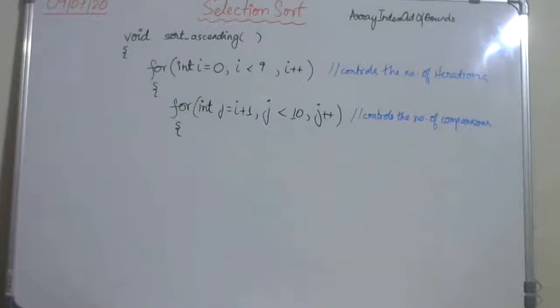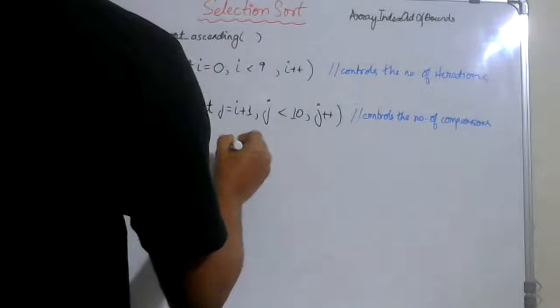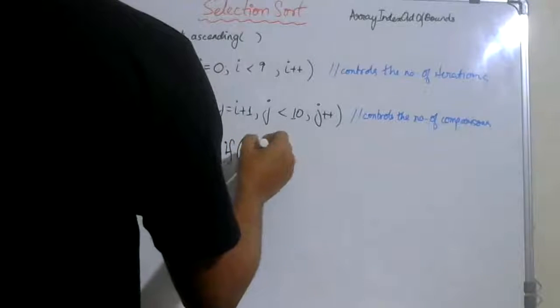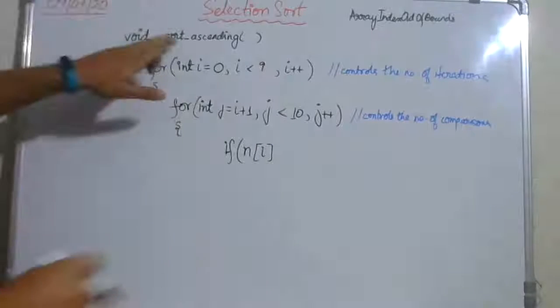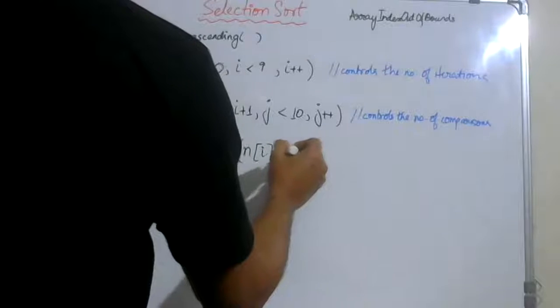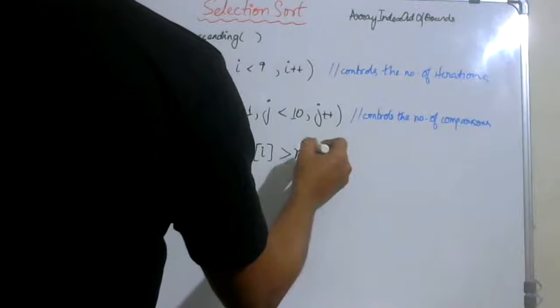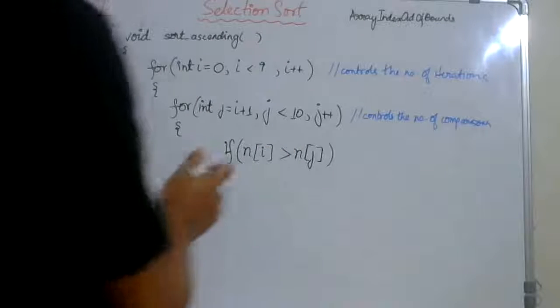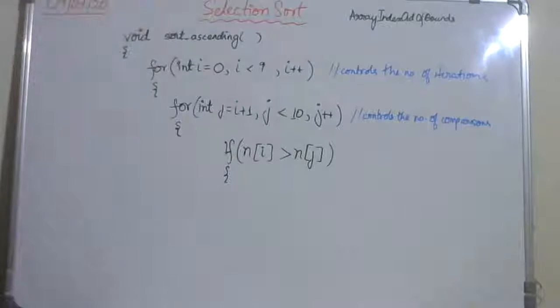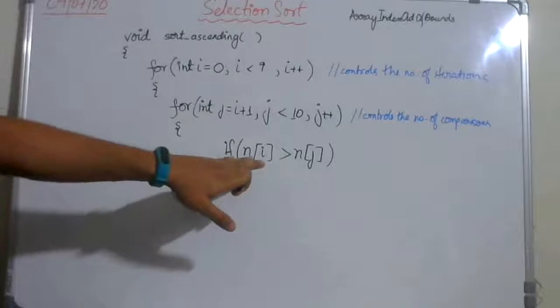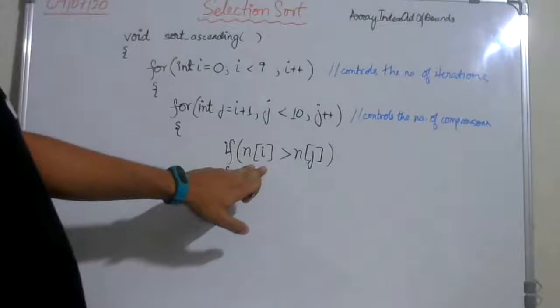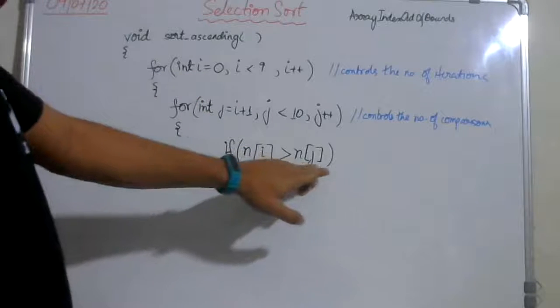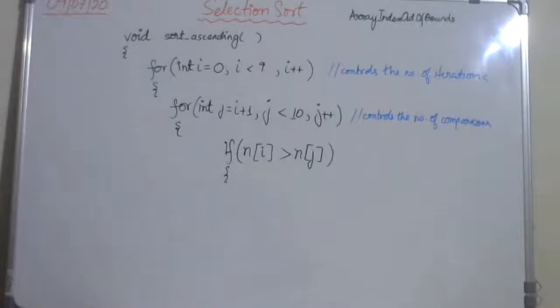Now let's do the actual comparison. To compare two elements, we will be using the if statement. So if n of I, since we are sorting in ascending order, if n of I is greater than n of j, which means the previous element is greater than the next element, we do a swap. This particular line means that the previous element, which is n of I, is greater than the next element. If this is true, we have to swap the elements.